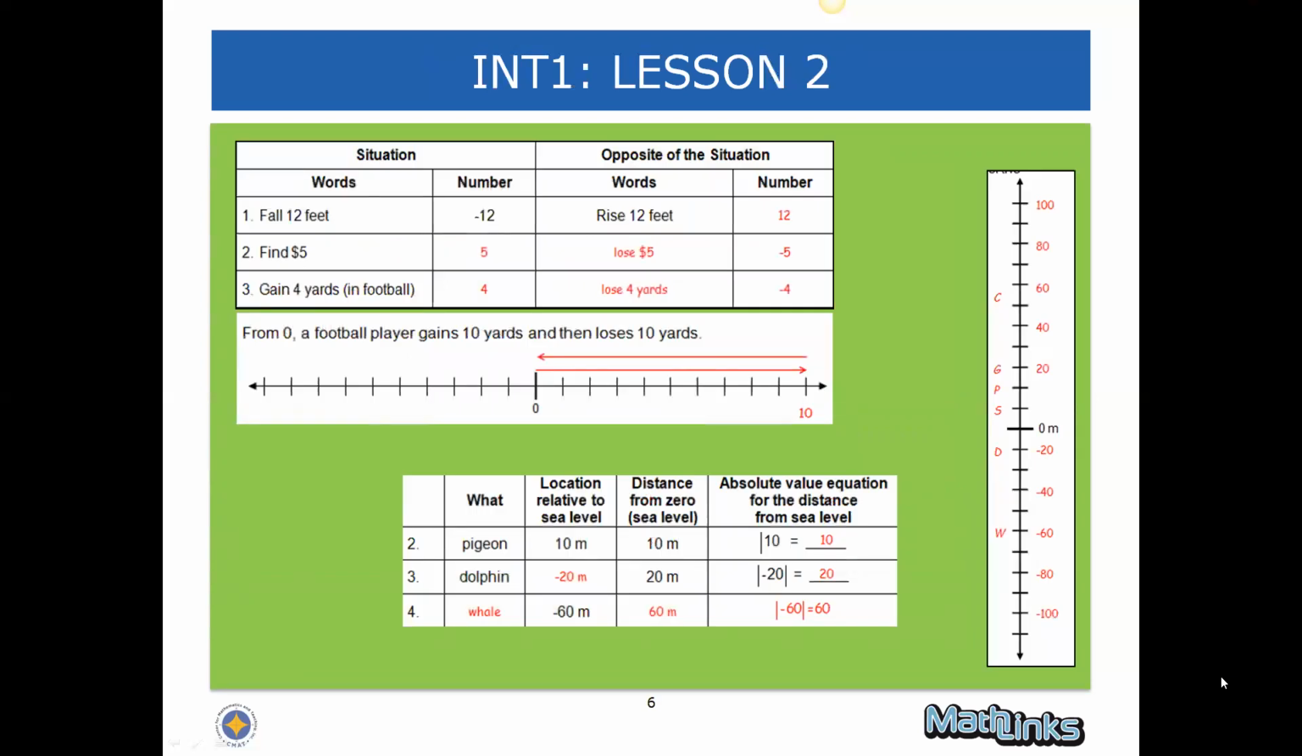In Lesson 2, students use number lines and the context of elevation to learn about opposites and absolute value.